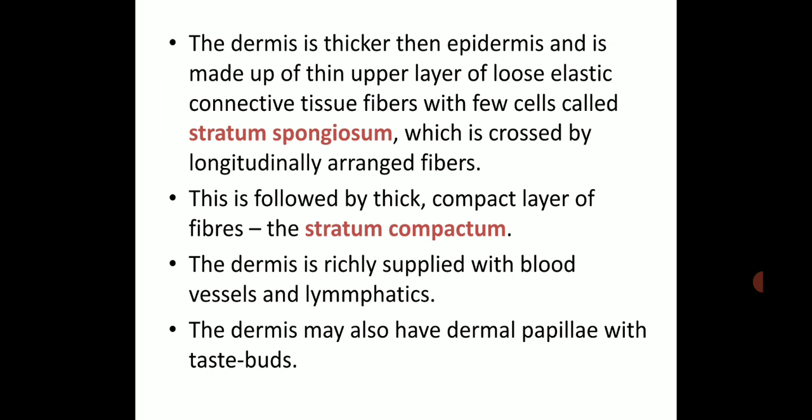The dermis is thicker than the epidermis and is made up of a thin upper layer of loose elastic connective tissue fibers with a few cells, called the stratum spongiosum, which is crossed by longitudinally arranged fibers. This is followed by a thick compact layer of fibers, that is the stratum compactum. The dermis is richly supplied with blood vessels and lymphatics. The dermis may also have dermal papillae with taste buds.